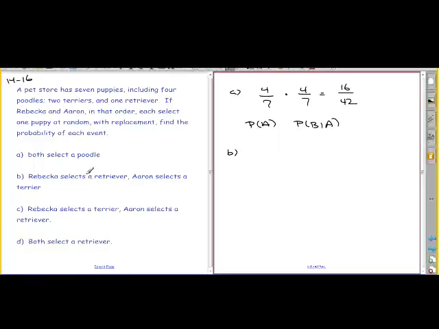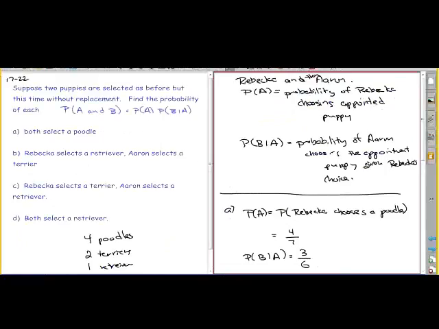So the next one is Rebecca selects a retriever. So there's 1 retriever out of 7 dogs. So that's the first probability. Again, if you replace the retriever, it's not going to get any more terriers, so it doesn't affect the numerator choice that we have, but it does affect the denominator because we're back to 7 dogs again. So Aaron selects a terrier. There are 2 terriers out of 7 dogs.